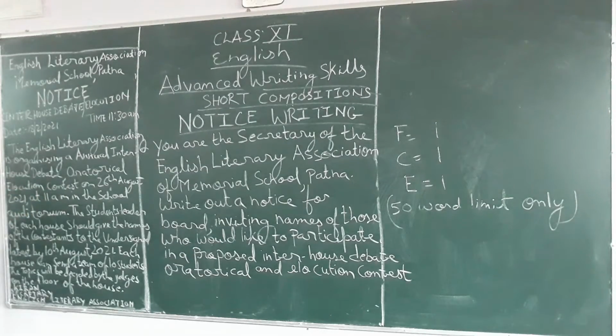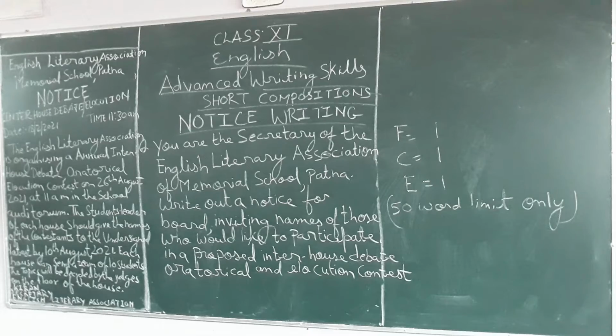Always put the current date on top. You can give the further date, 26th August 2021, when your school is going to organize this. You can give the time also, at 11 a.m. in the school auditorium. That means where you will be holding the contest, in the school auditorium. You have to mention that.